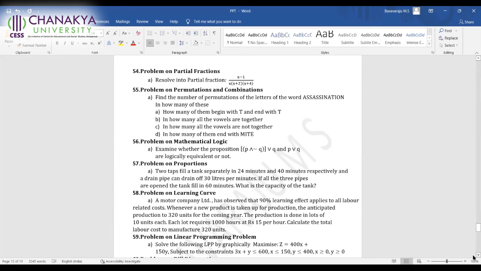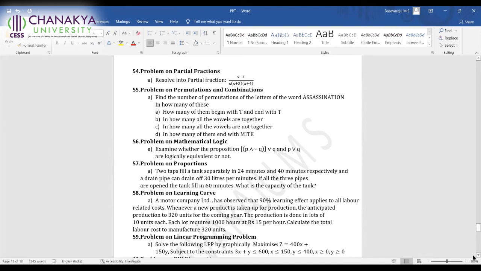Take an example. In this problem, they ask about the word assassination. You need to find the number of ways of arranging this word. What should you do? Count the number of letters in this word. Take an example, it may have 13 letters. Out of that, how many letters are repeated? A is repeated thrice, S is repeated 4 times, and N is repeated twice. Write those repeated letters with their number of repetitions. Take an example: 13 factorial divided by 4 factorial into 3 factorial into 2 factorial. That is the final answer. How many of them begin with T and end with T? They ask. What should you do?